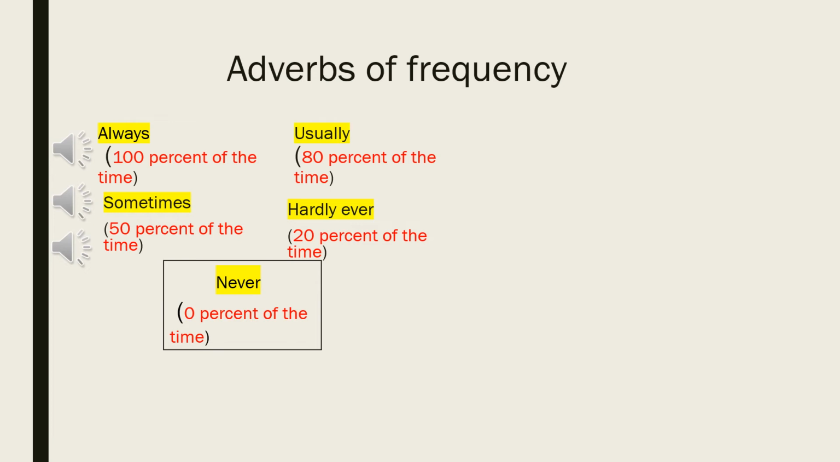And the words like usually, sometimes, and hardly ever, these are the words which we use in a sentence to talk about a thing which we do less and less. Then we use these words like usually, sometimes, and hardly ever. For example, let's discuss with the help of an example here. Always. I always do my work on time.